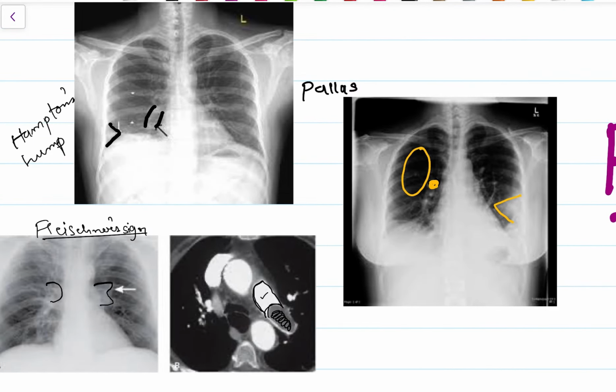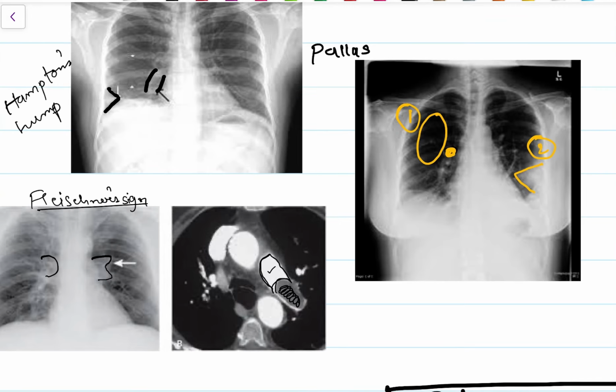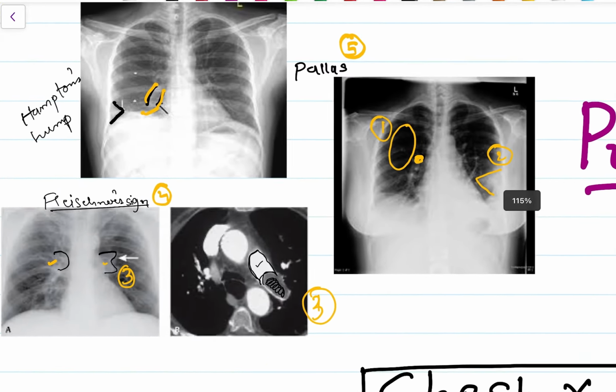Okay, so let me summarize all the findings. There is oligemia, Hampton's hump. Then there is a knuckle sign here, knuckle sign here. Then both side central pulmonary arteries will be enlarged. This is Fleischner's sign, and Palla's sign. Palla's sign means dilatation of the descending branch of the pulmonary artery.